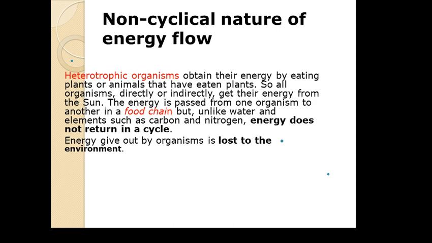Heterotrophic organisms obtain their energy by eating plants or animals that have eaten plants. So all organisms directly or indirectly get their energy from sunlight. Directly, like the plants, they get their energy from sunlight, while indirectly, those animals that feed on these plants, this is called indirectly. The energy is passed from one organism to another in a food chain, but unlike water and elements such as carbon and nitrogen, energy does not return in the cycle. Energy given out by organisms is lost to the environment.